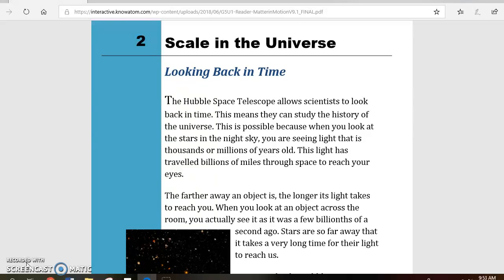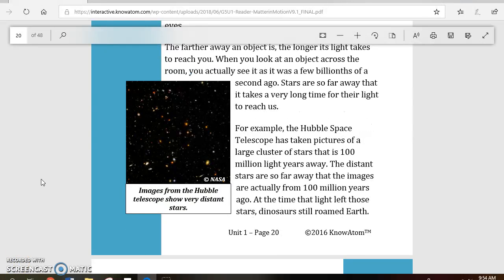When you look at an object across the room, you actually see it as it was a few billionths of a second ago. Stars are so far away that it takes a very long time for their light to reach us. For example, the Hubble Space Telescope has taken pictures of a large cluster of stars that is 100 million light years away. The distant stars are so far away that the images are actually from 100 million years ago. At the time that light left those stars, dinosaurs still roamed Earth. Caption: Images from the Hubble telescope show very distant stars.